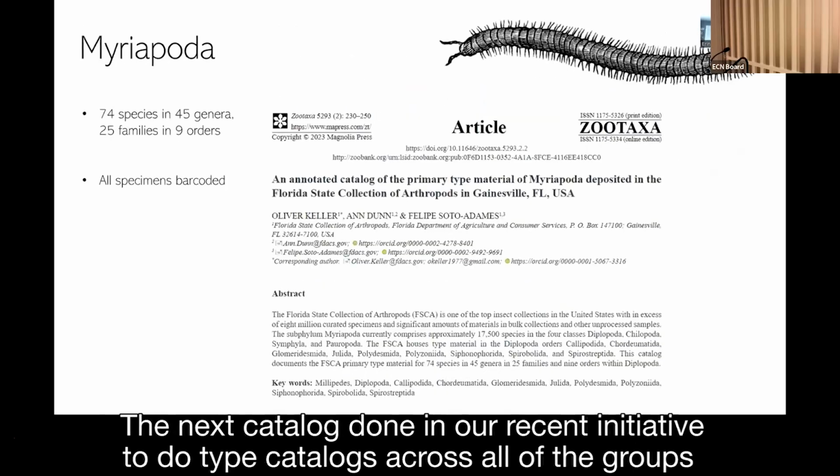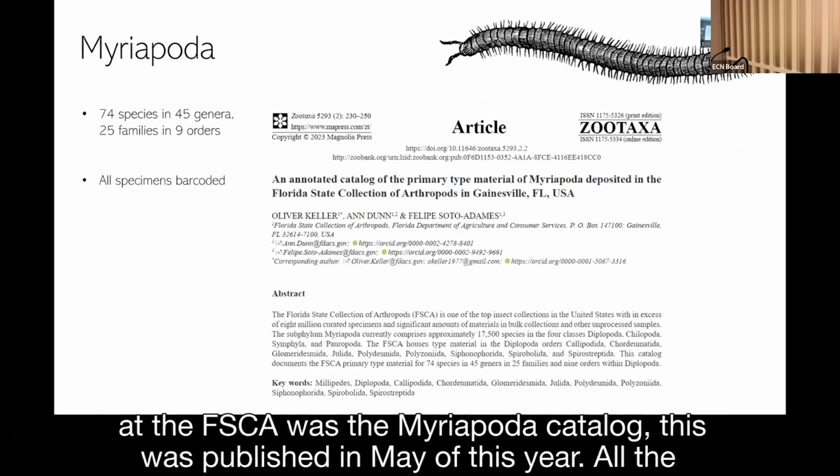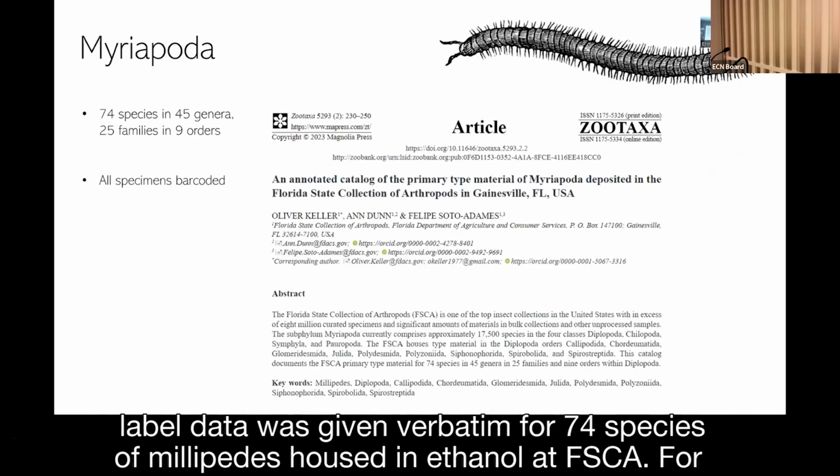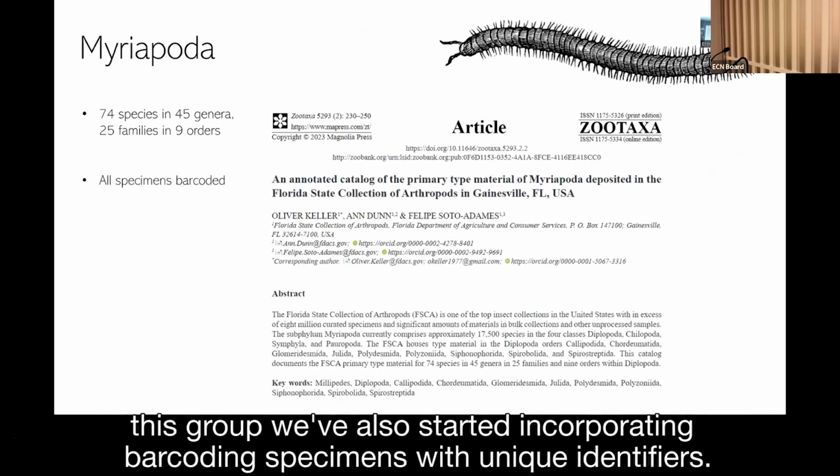The next catalog, done in our recent initiative to do type catalogs across all of the groups at the FSCA, was the Myriapoda catalog. This was published in May of this year. All the label data was given verbatim for 74 species of millipedes housed in ethanol at FSCA. For this group, we've also started incorporating barcoding specimens with unique identifiers.